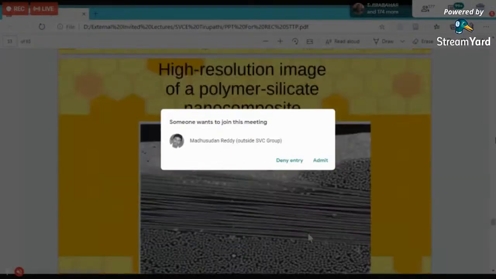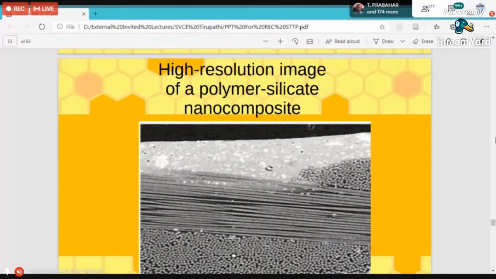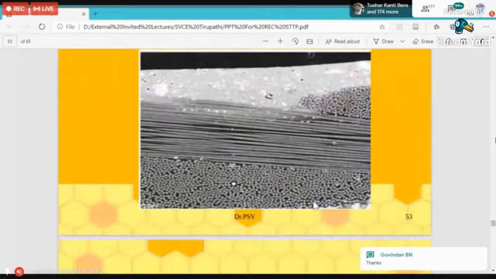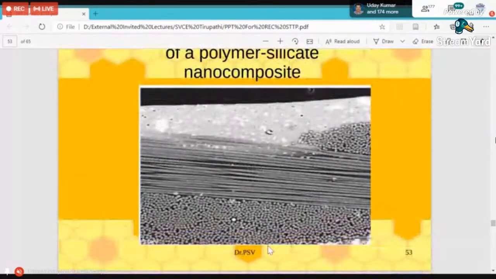Now high resolution images. See, this is called nano rods. So these are high resolution images. You can even find the gap between these. Impurities you can point out: what is the impurity, what type of shape of the impurity is spoiling the quality of the material. That way you can visualize it.